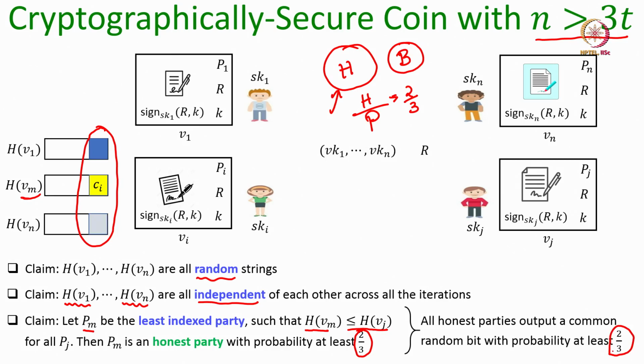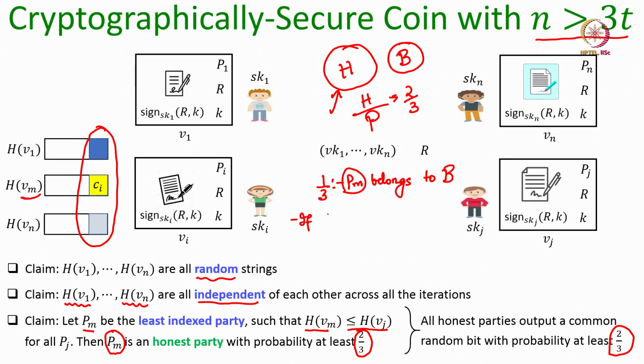Okay. Why is that the case? Because with probability 2 over 3, the party PM whose hash value turned out to be the smallest one belongs to the set of honest parties. It is only with probability 1 over 3 that PM belongs to the set of bad parties. Now, if PM belongs to the set of bad parties, then it is not guaranteed that all honest parties have the same output bit, because what the party PM can do is the following.